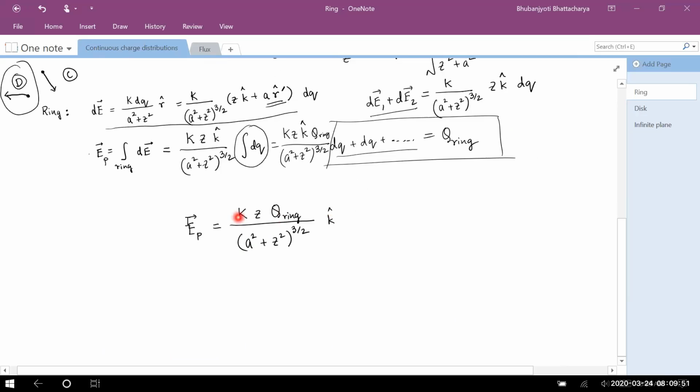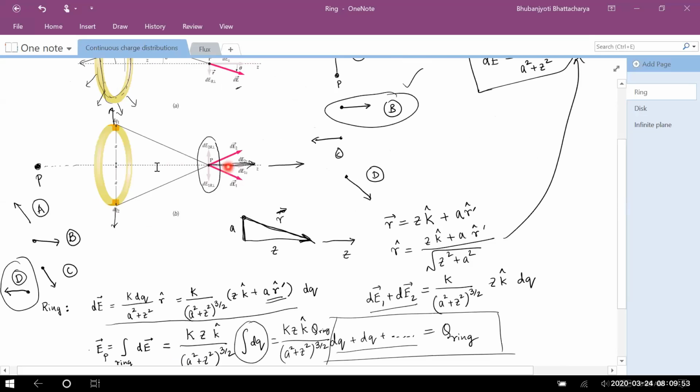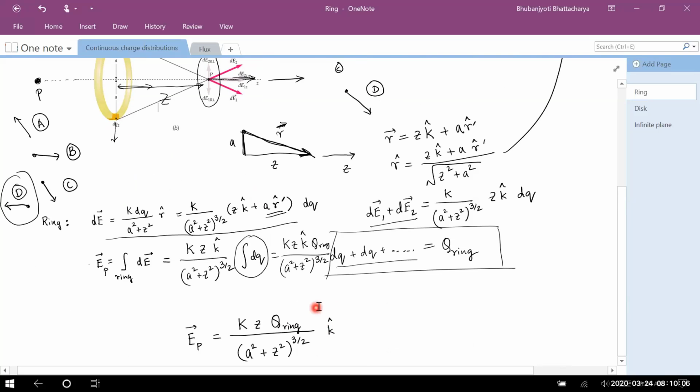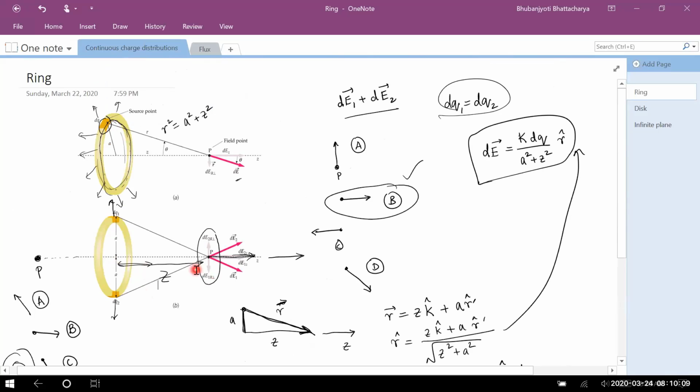So no matter where, how far away, what value of Z you are at, Z is this distance, right? The distance from here to the point P, that is Z. So no matter what value of Z you are at, the electric field is always pointing in the k hat direction. But if you reverse Z, so for instance, this is the center of the ring, which means that Z is equal to 0 at that point.